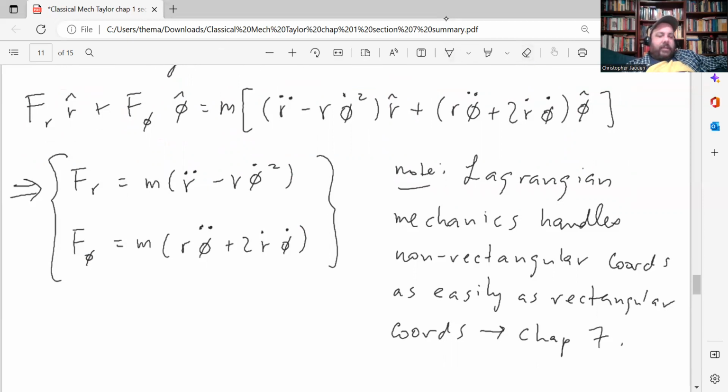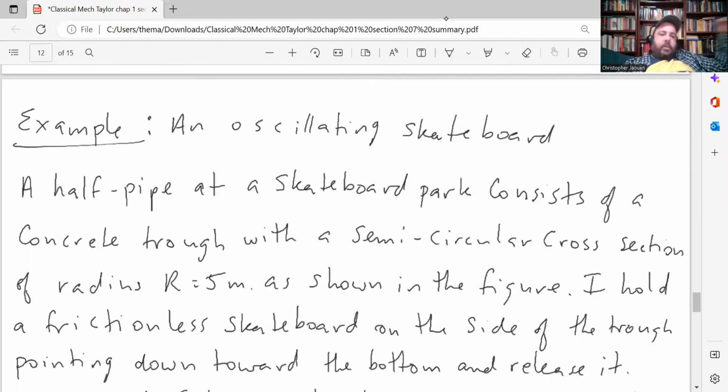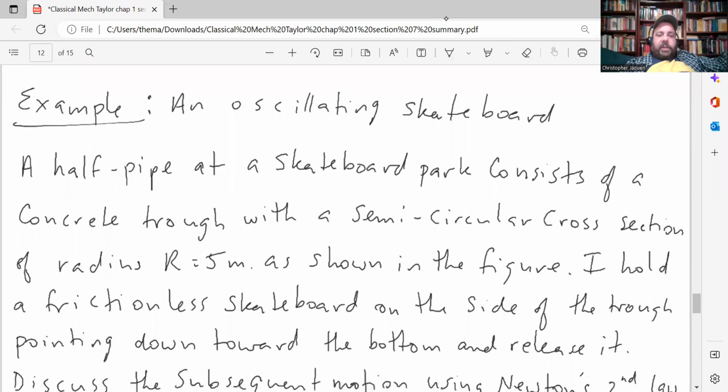But anyway, he ends the section 1.7 with an example where using polar coordinates is better than using Cartesian coordinates. So let me just read out the example. I'll explain his solution, and then in the next video I'll do the exercises for the section. So, an oscillating skateboard. Oh, sorry, that's the title of the example. So, an oscillating skateboard.